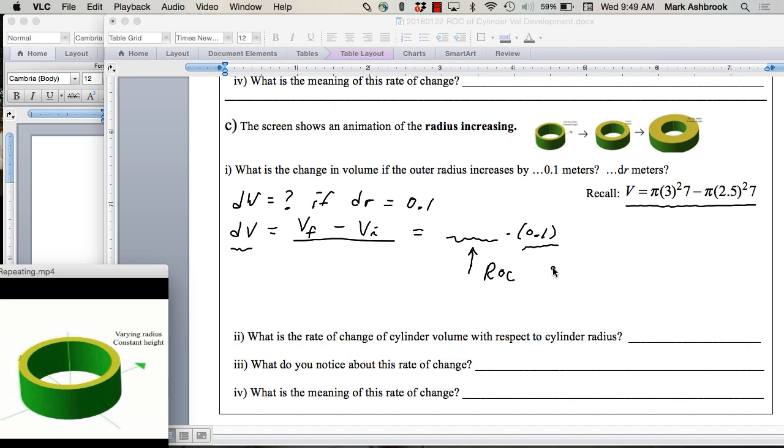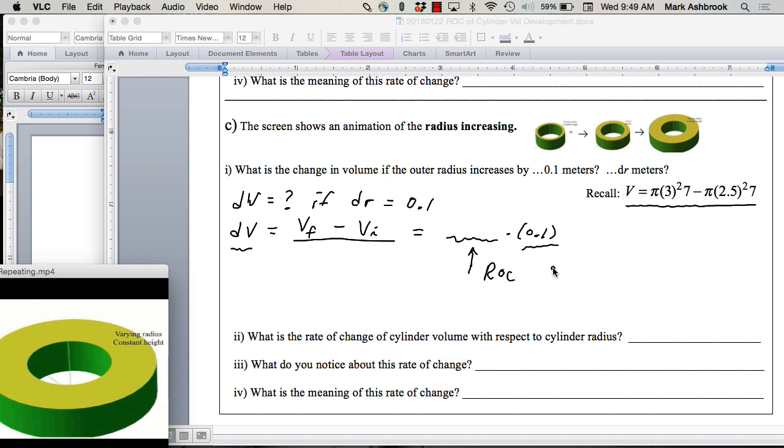Okay, so you got some work to do. You have a game plan? If you're not sure, get some help from the TA or someone next to you. But you're either making progress or you're getting help. Trying to figure out what's the rate of change of cylinder volume with respect to radius. I gave you the game plan. Okay, go.